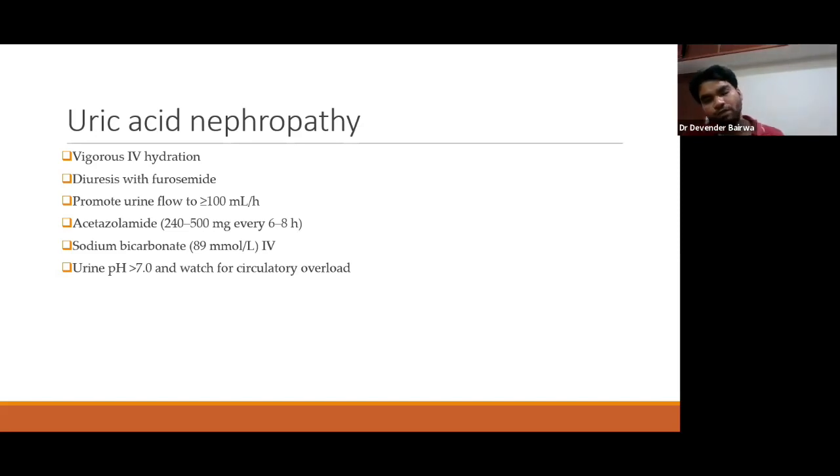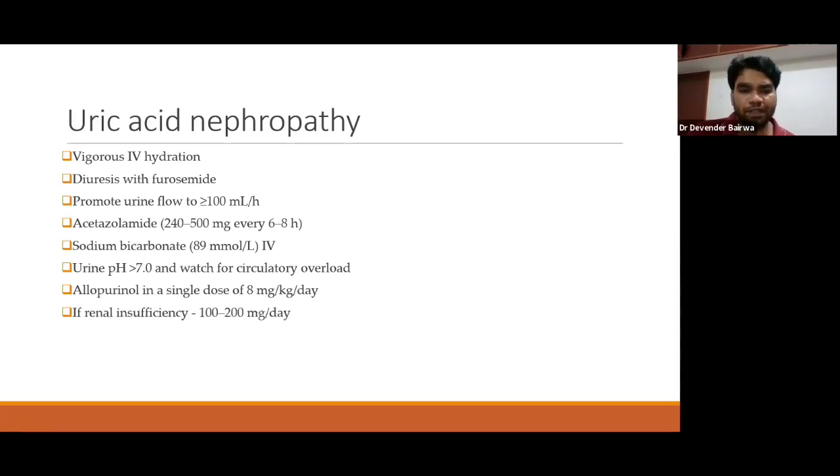When you are giving so much fluid, also look for circulatory overload. If patients have a compromised cardiovascular system, then we have to be a little cautious. Then allopurinol is generally started as a single dose, 8 mg per kg per day. That will be roughly 300 to 500 milligrams per day. If renal insufficiency is there, we can start with lower doses. Generally, we start with 100 or 200 milligram per day, depending on the eGFR of the patient.